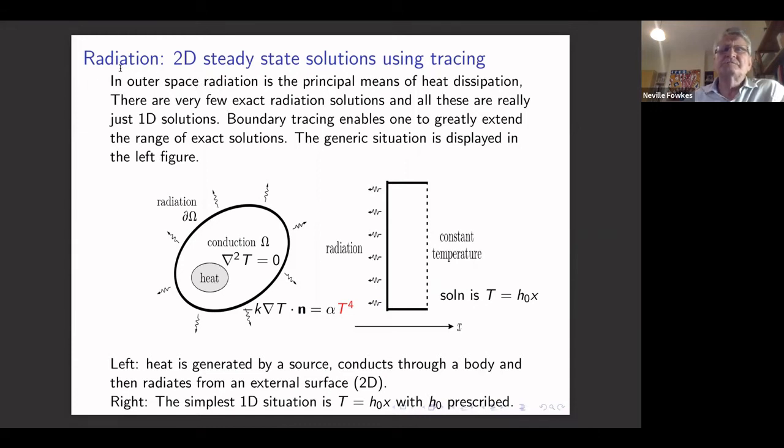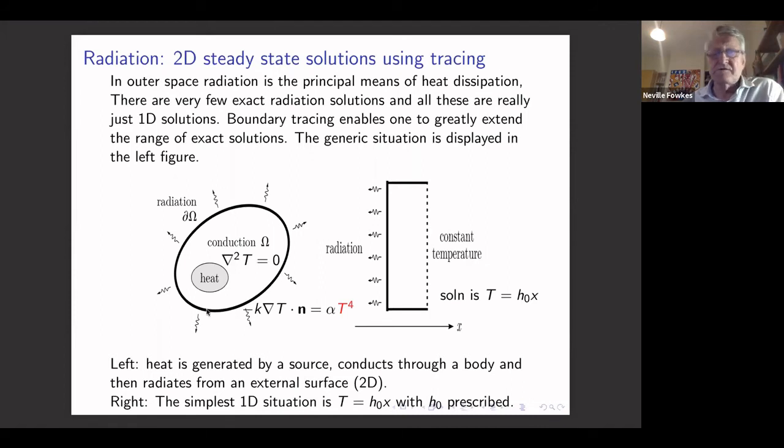Now, I should tell you that radiation is really important in terms of heat transfer, particularly in space, because that's the way energy is lost in space. We don't have convection to help the energy get dissipated. And so really radiation studies are really quite important.